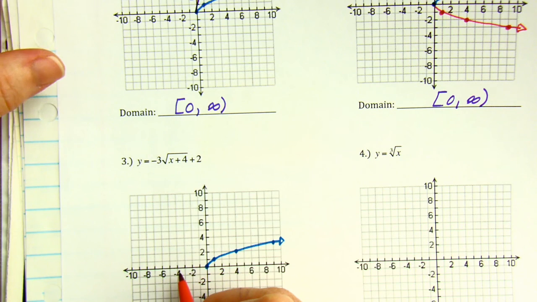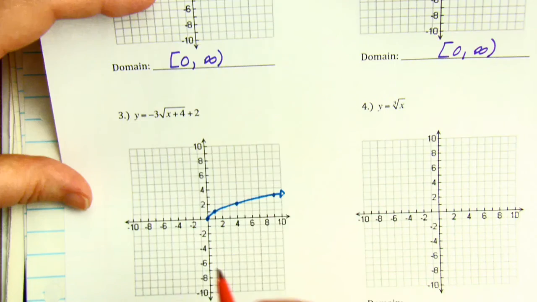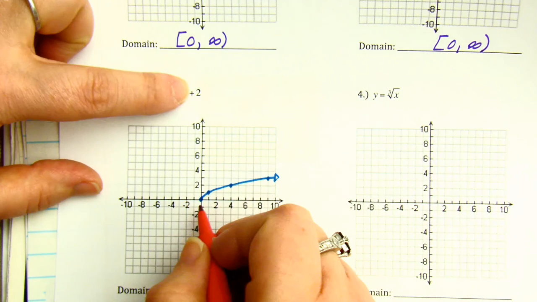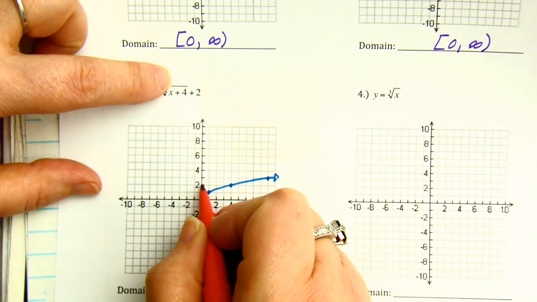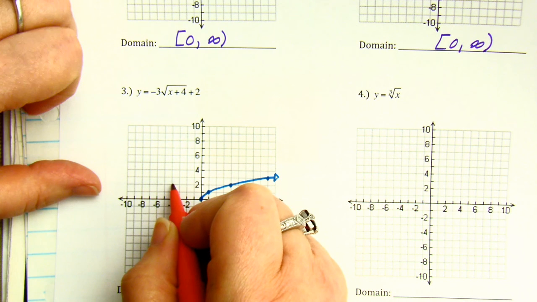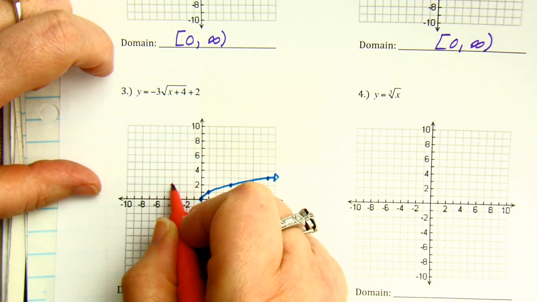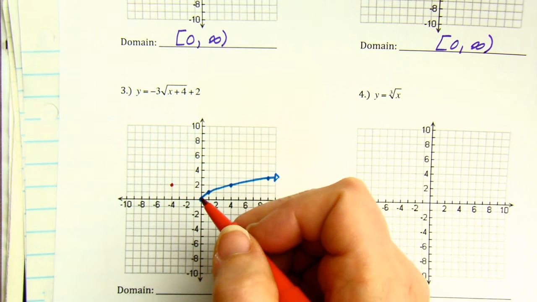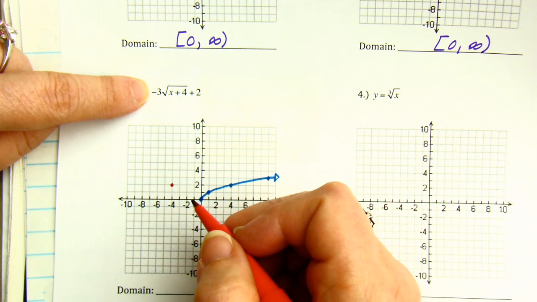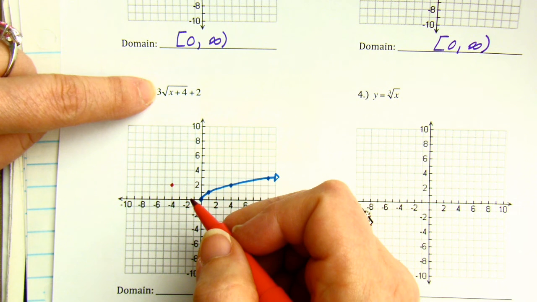Okay, hopefully you tried this one on your own, and we'll go through it. All right, this 2 means take the 0, 0 and slide it up 2 units. This plus 4 means slide it back left 4 units. And my point goes right there. Now this negative says I got to be flipped upside down. And this 3 says I need to stretch.